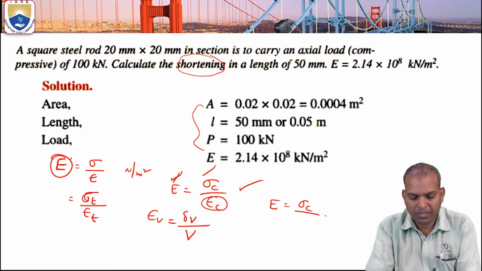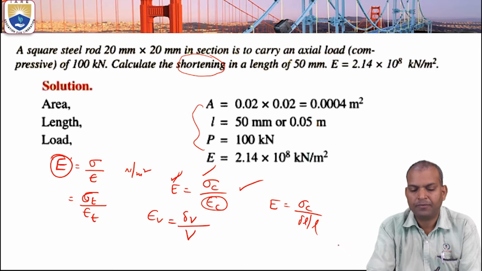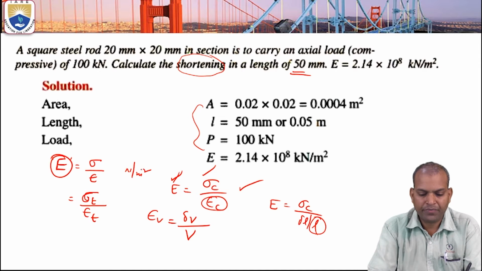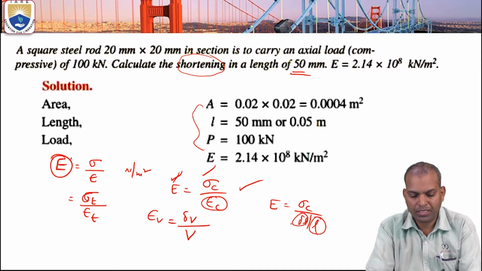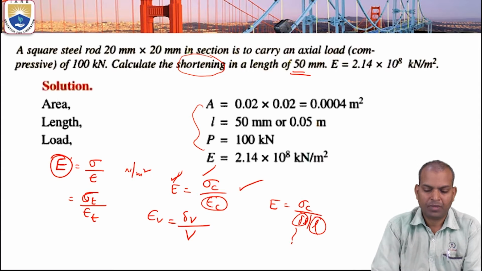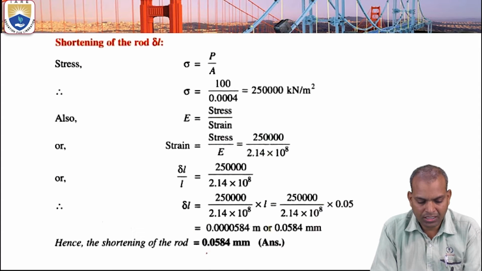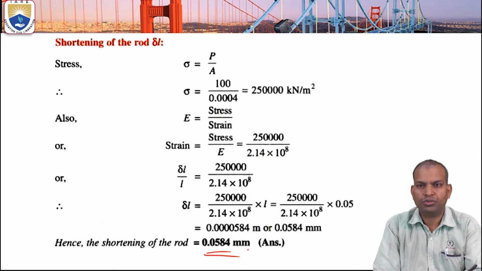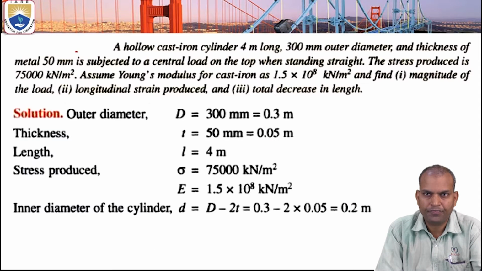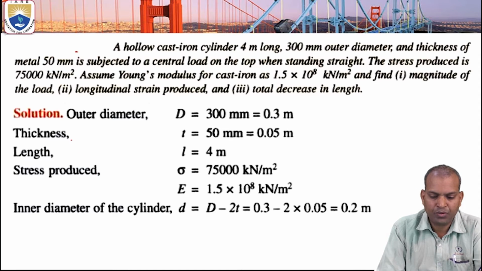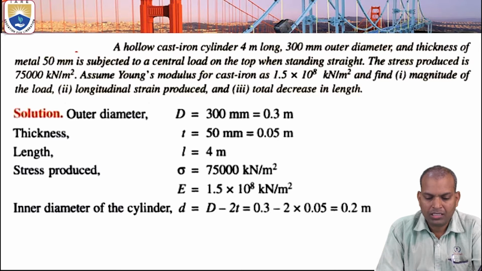E equals sigma C by epsilon C, where epsilon C is delta L by L. L we know, that is the total length. We want the shortening for a length of 50 millimeters. That 50 millimeters is the length. From that, delta L is to be calculated. So thus we have calculated the delta L value, that is 0.0584 millimeter.